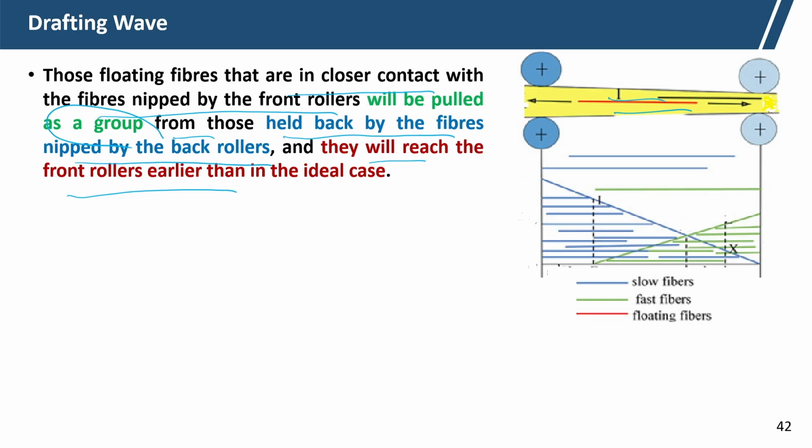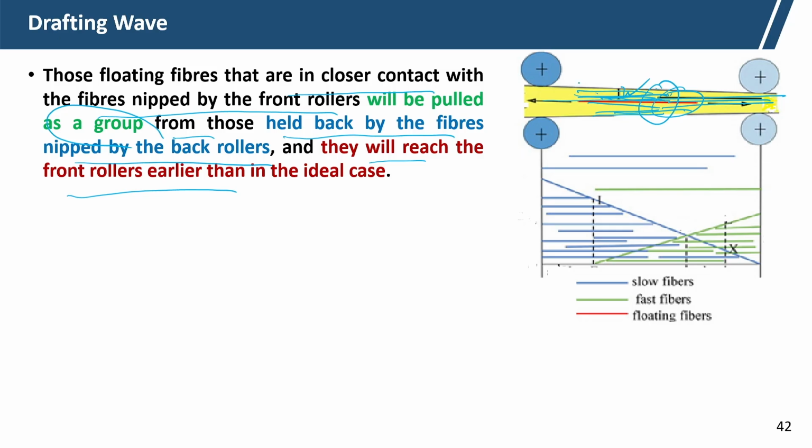So, what happened? These floating fibers are moving at a certain speed, and suddenly this group will reach the front roller nip and start moving at the front roller speed. In the ideal case it should not have happened; they should move at their own speed depending on their position.